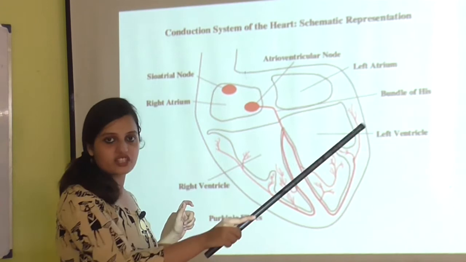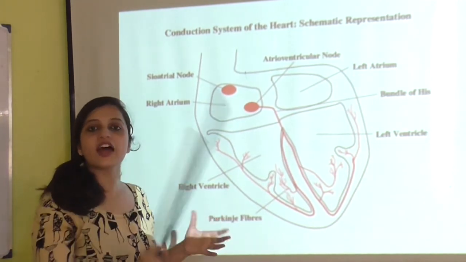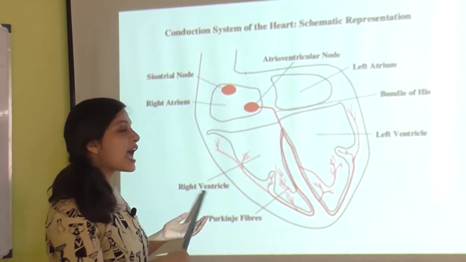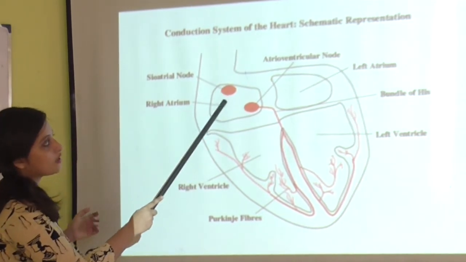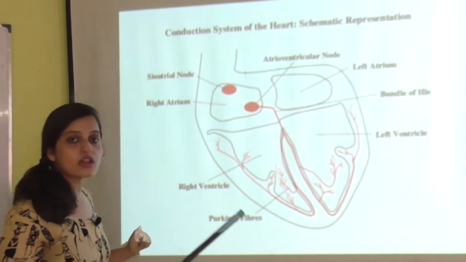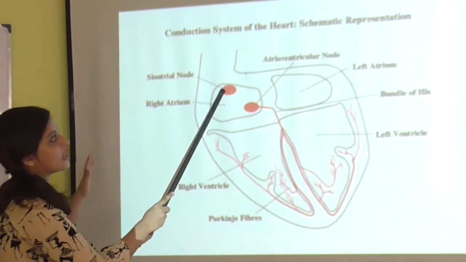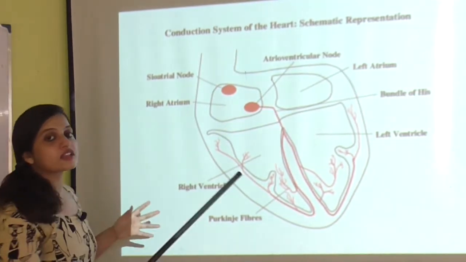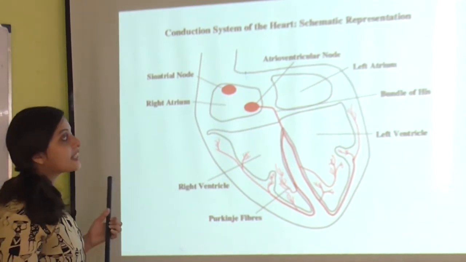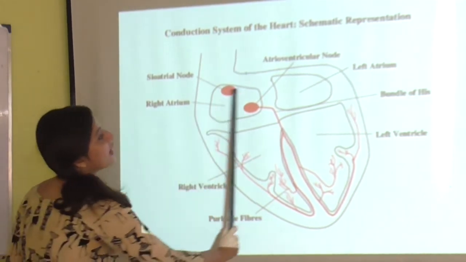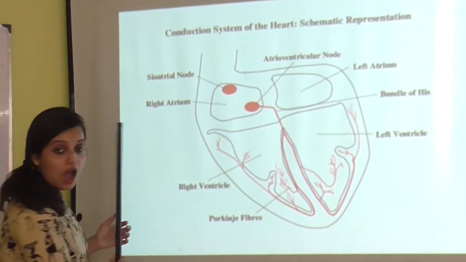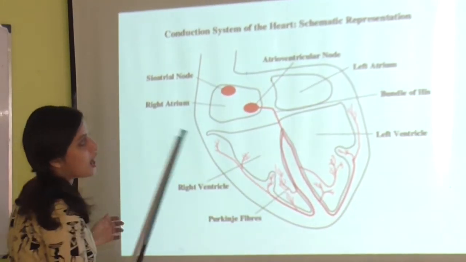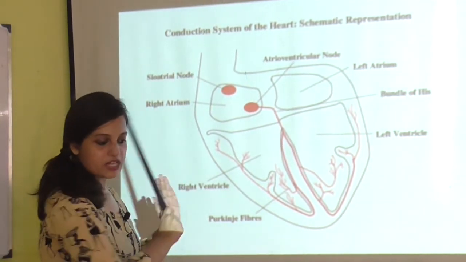You will push the switch and the fan will start running. Okay. So exactly the same happens here. The SA node controls everything. When the SA node is pushed, it gives an electric impulse. That impulse will be spread to the upper part of the heart, that is the upper chamber of the heart. The impulse will push. The impulse will run.